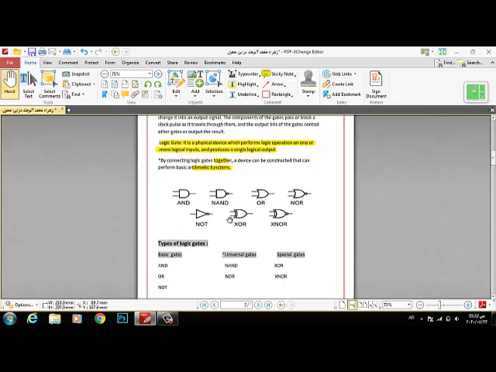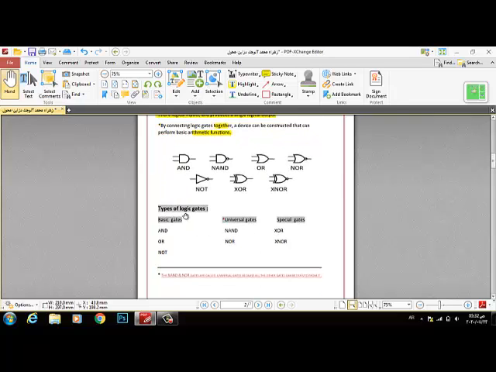Here we have the symbols of logic gates and the types of them. Types of logic gates: here we have 3 basic gates, 2 universal gates and 2 special gates. In the basic gates we have the AND, OR and NOT gates. In the universal gates we have NAND and NOR. In the special gates we have XOR and XNOR.